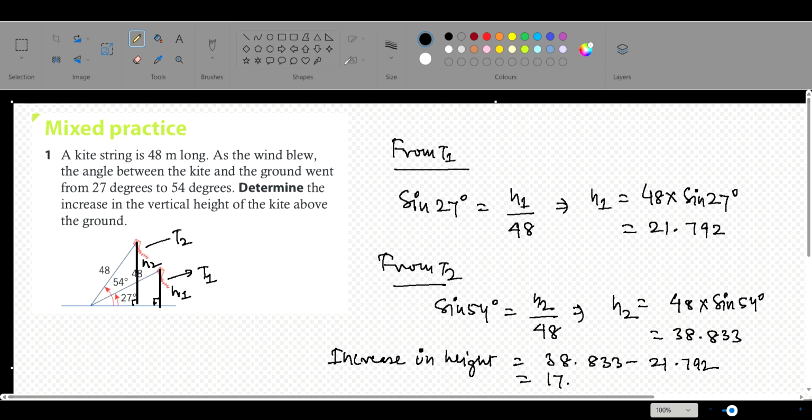Yeah, it is 17.04, but that's fine. The increase in height. All right, great.